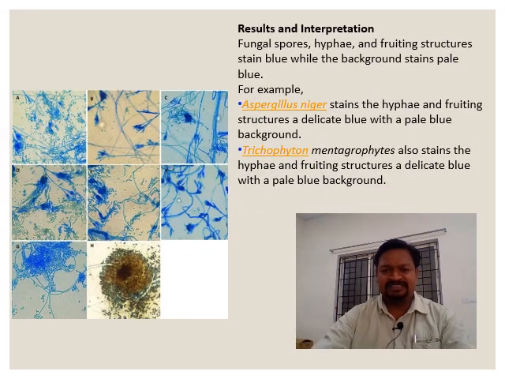Result and interpretation: the fungal spores, hyphae and fruiting structures stain blue, while the background stains pale blue. The slides will appear this way with lactophenol cotton blue. For example, Aspergillus niger stains hyphae and fruiting structures a delicate blue with a pale blue background. Trichophyton also stains hyphae and fruiting structures a delicate blue with a pale blue background.